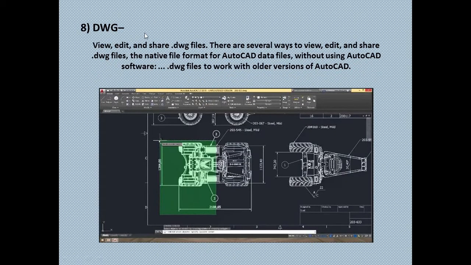Eighth one is DWG. DWG is the basic AutoCAD saving file format. There are several ways to edit, view, and share DWG files. The native file format for AutoCAD, the DWG file format is widely used to share 2D drawings.